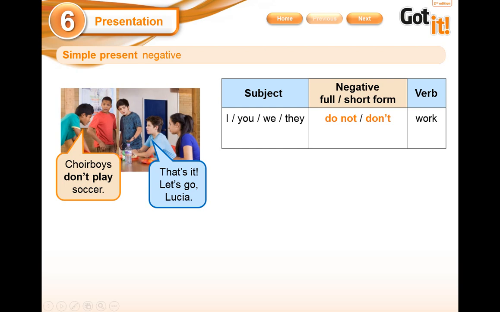With the personal pronouns I, you, we, and they, we must use the present auxiliaries do not or don't. And in the case of the personal pronouns he, she, it, we must use does not or doesn't. Y como ustedes han dado cuenta, pues el verbo regresa a su forma base o normal. ¿De acuerdo? Regresa a su forma base.